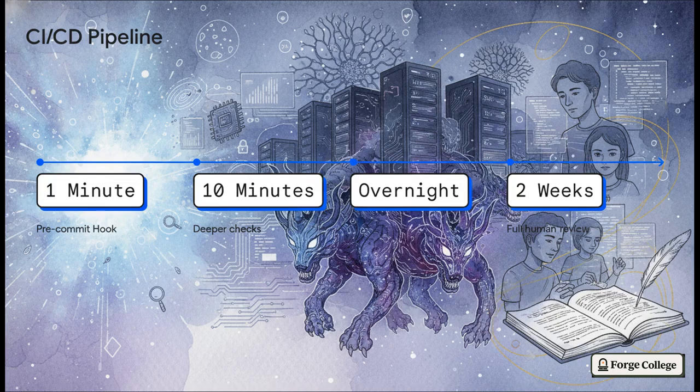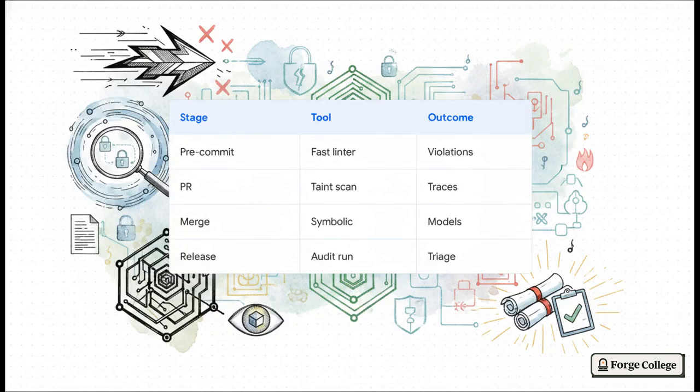In a 10-minute pull request, we go a bit deeper. Overnight, when we merge to main, we let those heavy solvers run while everyone is sleeping. And then over a 2-week period for a release candidate, we do a full human review. We have to be incredibly strategic about when we use our light tools and when we unleash the computational beasts. Let's look at exactly how this analysis scales across the workflow.